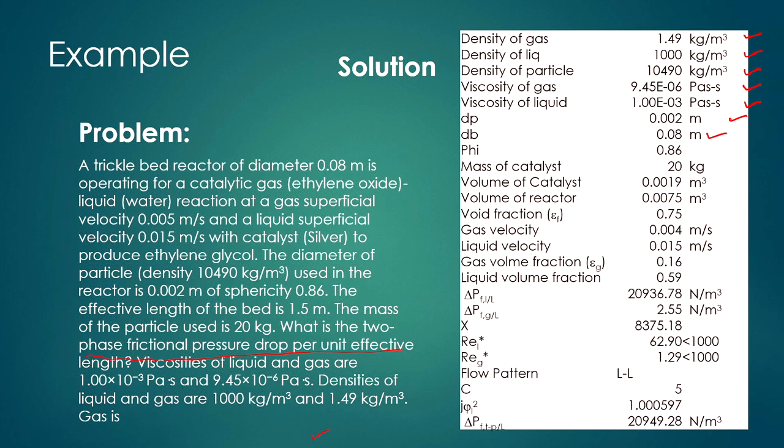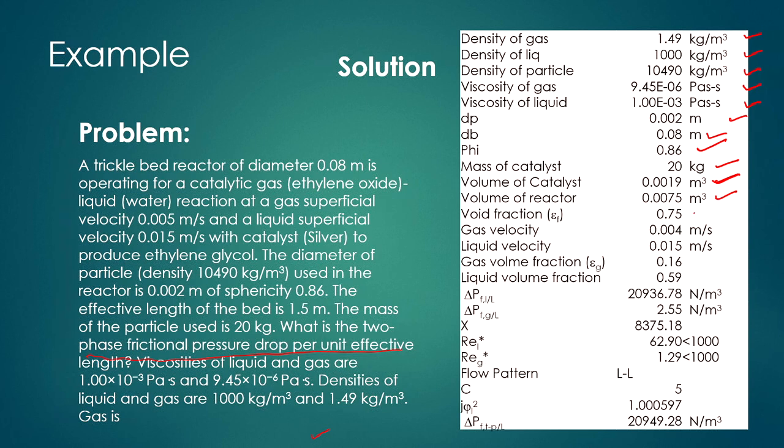Phi, that means here the sphericity of the particle, 0.86; mass of the particle 20 kg; volume of the catalyst is also given, I think, 0.0019. This is the volume of catalyst that you have to calculate, because mass divided by the density of the catalyst particle gives you the volume of the catalyst. Then you have to calculate the volume of the reactor. You know that the diameter of the reactor is given, so the volume of the reactor will be coming like this.